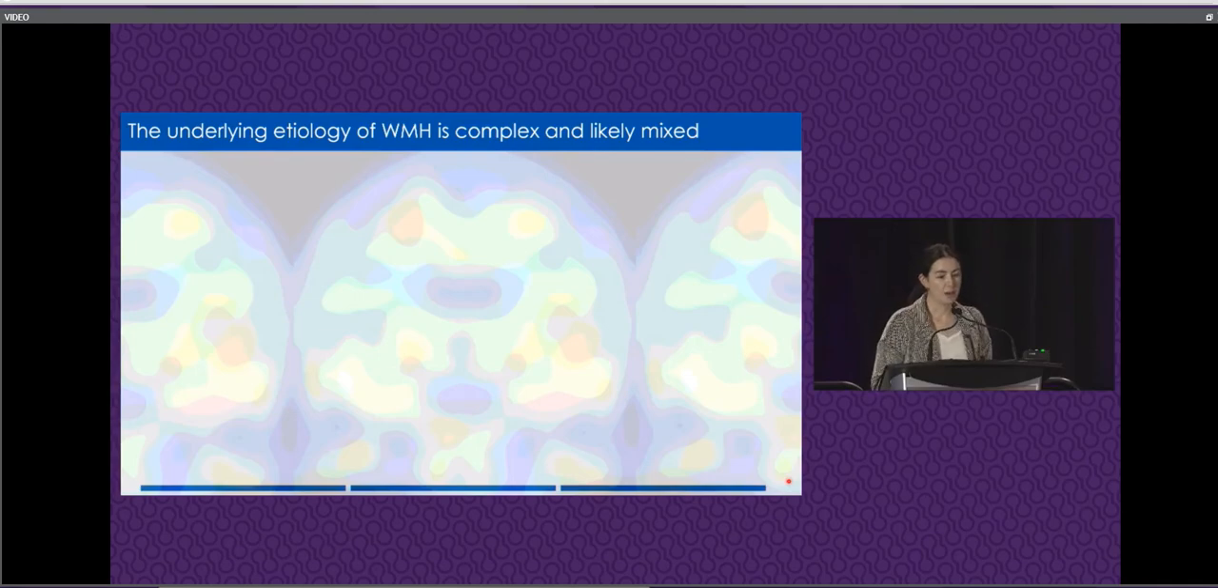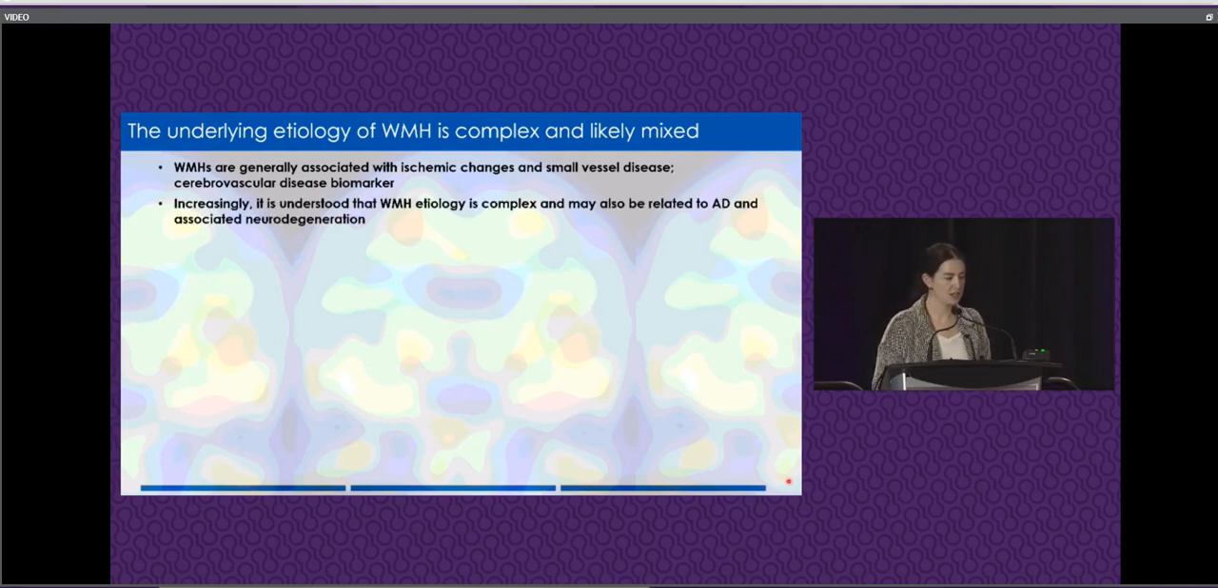I'm going to focus on white matter hyperintensities. They are generally associated with ischemic changes in small vessel disease and have been used as a biomarker of cerebrovascular disease. But increasingly, it's understood that the etiology of white matter hyperintensities is very complex and may also be related to AD and the associated neurodegeneration.